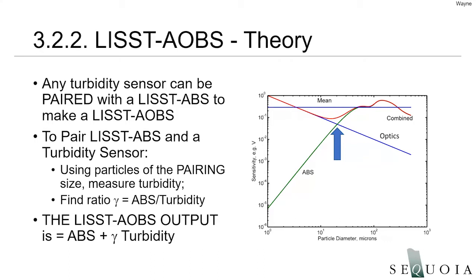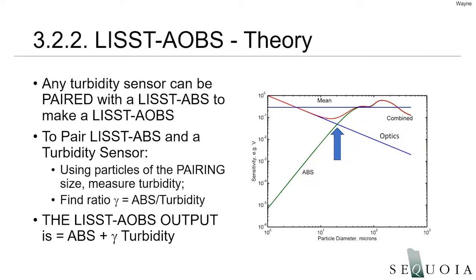If you think of it that way, the entire idea behind the AOBS is that the variance of the combined response between the two sensors is minimized via that factor gamma. It's also important to realize that the location of the crossover point between the two sensors could vary a bit.